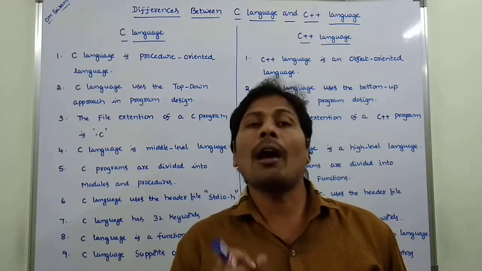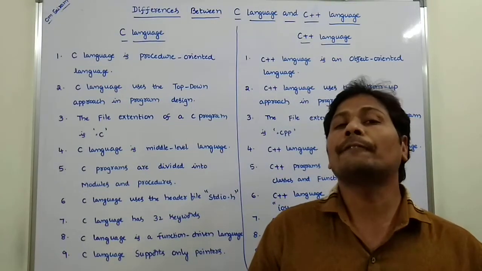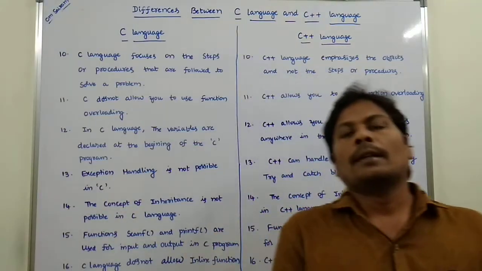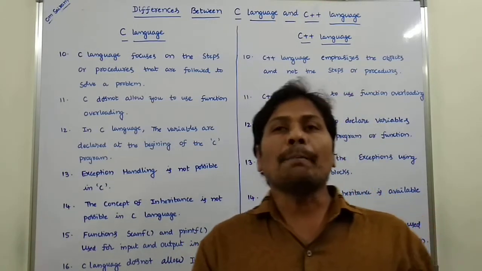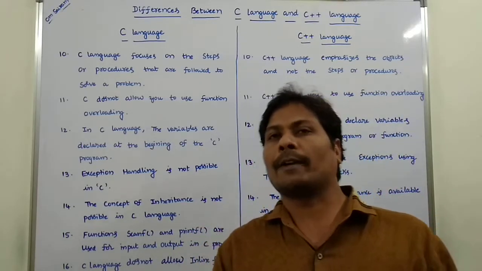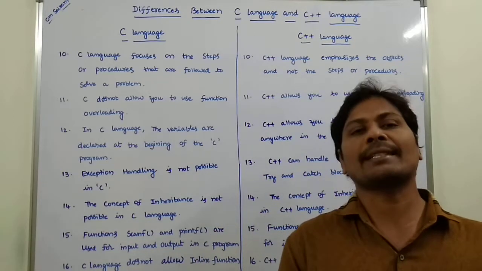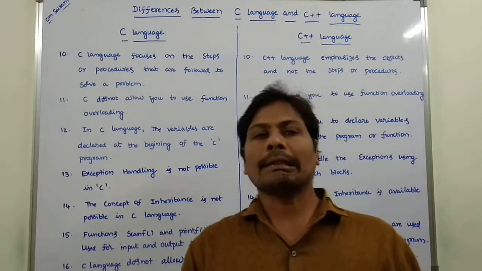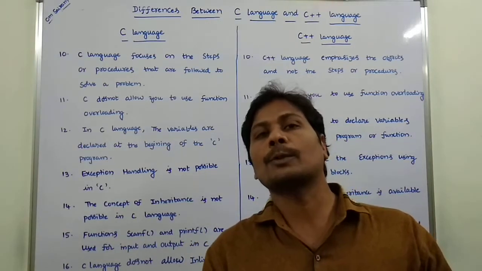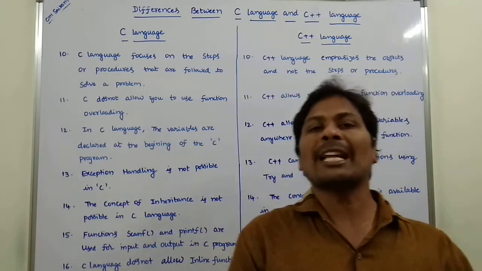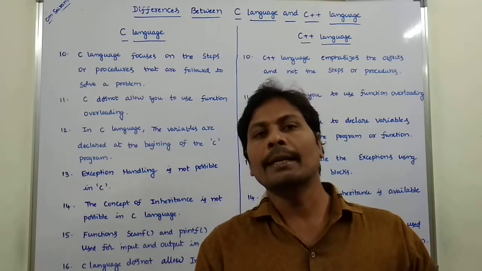Next one is, in C language there are 32 keywords, while in the case of C++ language there are 54 keywords. Next one is, C language is a function driven language, whereas C++ language is an object driven language, because C language focuses on functions or procedures, whereas C++ language focuses on objects and classes. C language focuses on steps or a procedure to solve a given problem, whereas C++ language emphasizes objects, because it is an object oriented language.